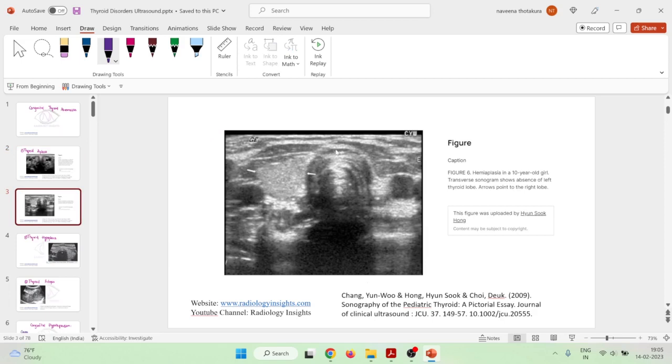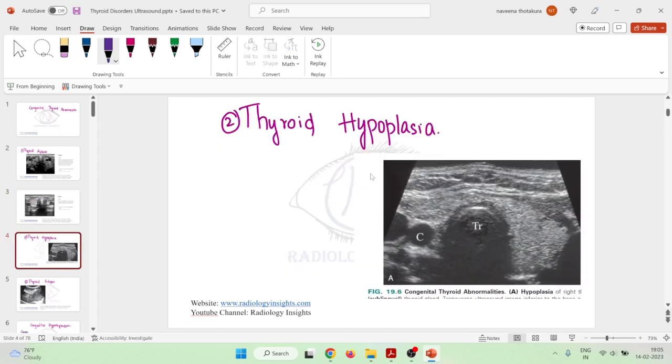In thyroid hemiplasia, one lobe of thyroid is formed properly, whereas here you cannot see the thyroid gland. So only one lobe of thyroid is formed properly. So this is a case of thyroid hemiplasia, which is also a congenital anomaly of thyroid. Then we have thyroid hypoplasia.